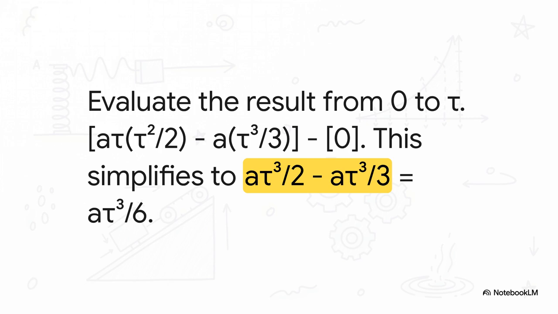We plug in the top limit, tau, for every t, then we plug in the bottom limit, 0, and subtract. Of course, plugging in 0 just gives us 0, which is nice. So we're left with a tau cubed over 2 minus a tau cubed over 3. A little bit of work with fractions and we get our result.